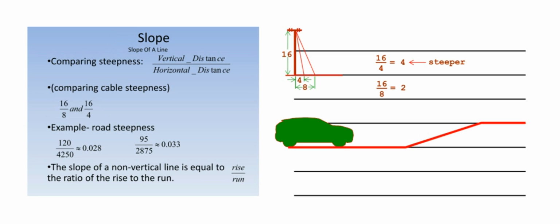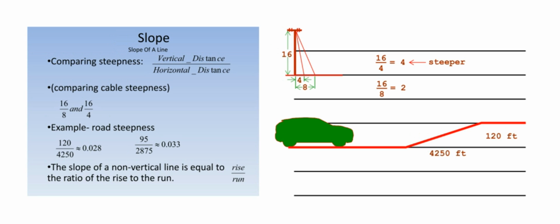So you are going to go up 120 feet. Keep in mind this is your vertical distance, 120 feet. And you're going to go over, or in other words forward, 4,250 feet. This is your horizontal distance. In other words, rise over run. So the slope of a non-vertical line is equal to the ratio of the rise to the run. The run, always in the x direction, in other words, forwards or backwards. The rise, always up or down. So rise could also be defined as a fall, okay?